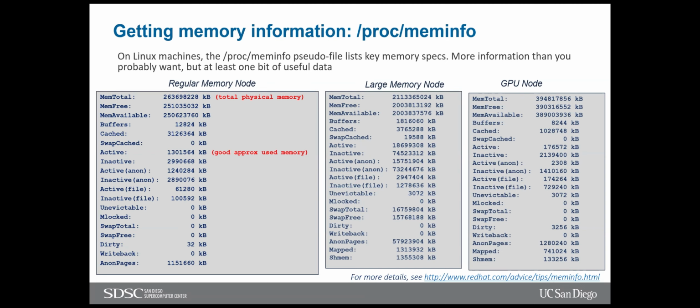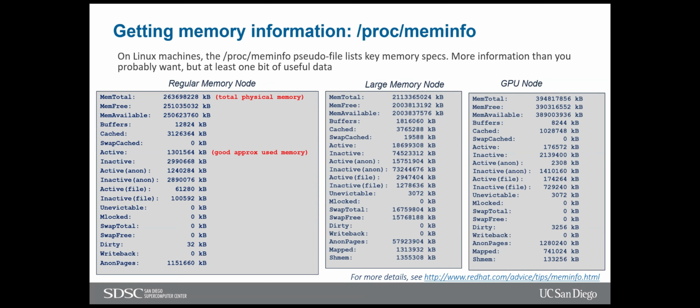We have the three different nodes on Expanse. We have the regular memory, the large memory, and the GPU memory. And just to show the difference, I pulled up the three different ones. I had the listing of the meminfo for all three of them. So our regular memory nodes have 256 gigs, our large memory has 2 terabytes, and our GPU nodes have 384 gigs.